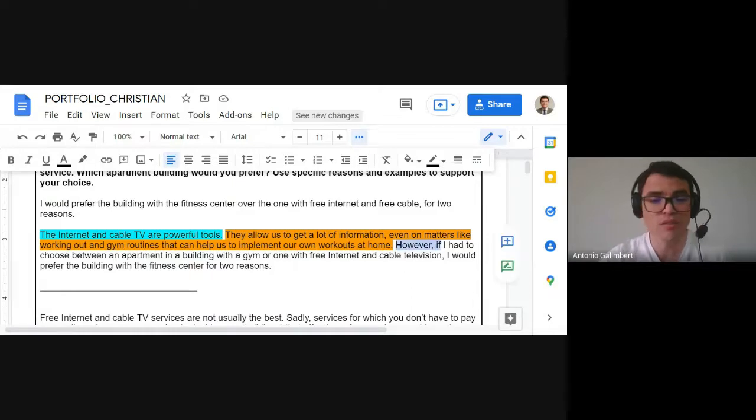And he says, however, if I had to choose between an apartment in a building with a gym or one with free internet and cable television, I would prefer the building with a fitness center for two reasons. Yes, so he has the thesis statement right here. It's a very interesting sentence that is right there, right after the background information in orange. So this is the thesis statement, but the most important part of the thesis statement is this one, that he prefers a building with a fitness center. That's it. Okay, so now it's clear what he will be writing about, right?